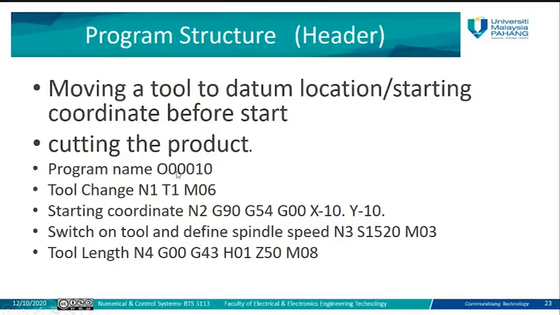You can see O00010. Here, O represents the program name, or it's the address for the program name. Then the second one, we have N1, T1, M06. So T1 with M06 will be used to change the tool that we are going to use.